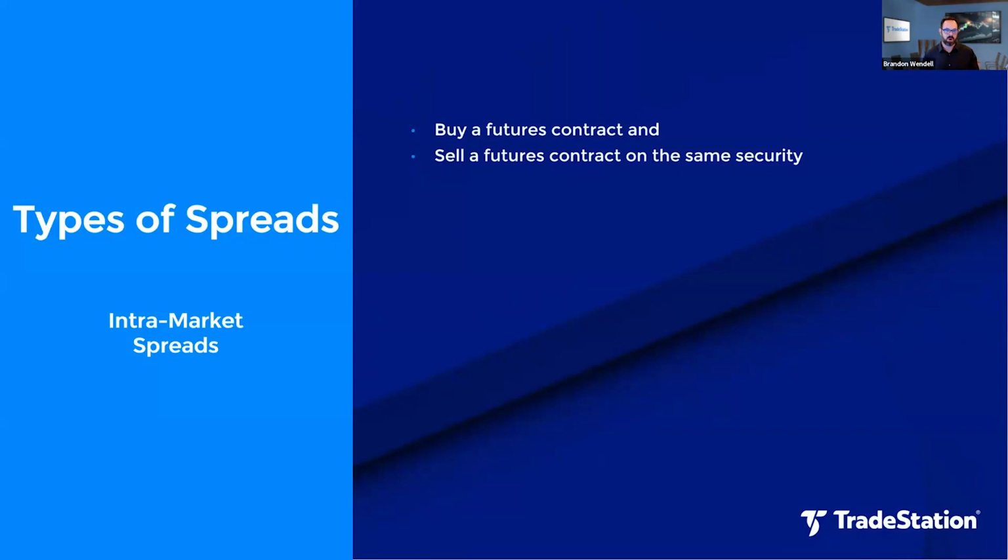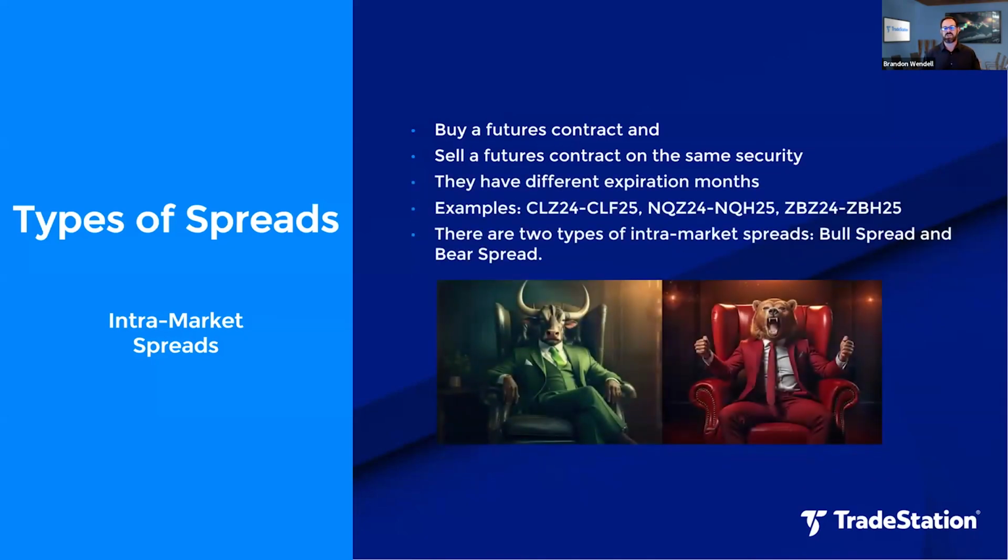An intra-market spread is when you buy a futures contract and sell a futures contract on the exact same underlying security. So for instance, you buy gold and sell gold, but use different months. That's the big difference. So I had an example here of crude oil, December 2024 versus crude oil, January 2025, okay? Or NASDAQ, December 24 versus NASDAQ, March 2025. This is the same underlying, just different months. And you saw that the months can move differently depending on the volume, the direction, the market forces themselves.